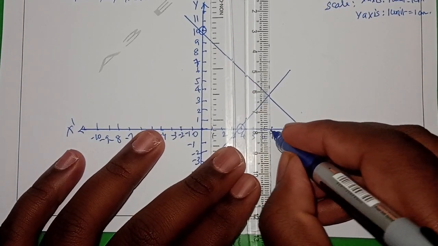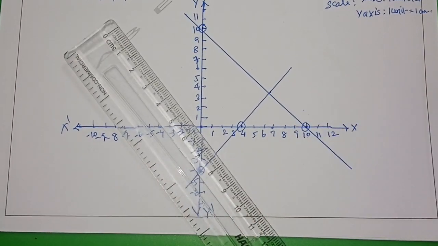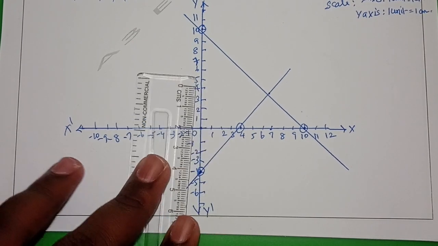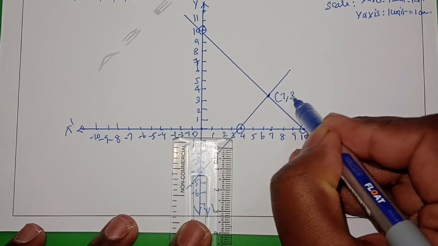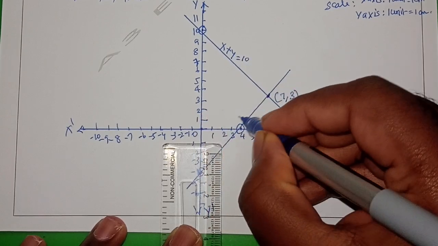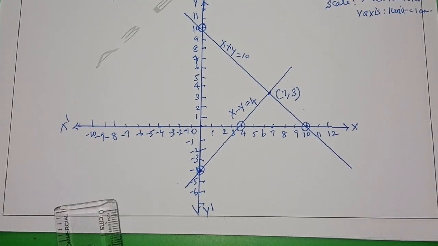See that there will be a straight line from 7. Here the value will be 3, I suppose. The correct value of this will be 7, 3. Therefore, this equation is x plus y equal to 10. This equation is x minus y equal to 4. We have plotted all the graphs and all the points. So we found the solution that 7, 3.